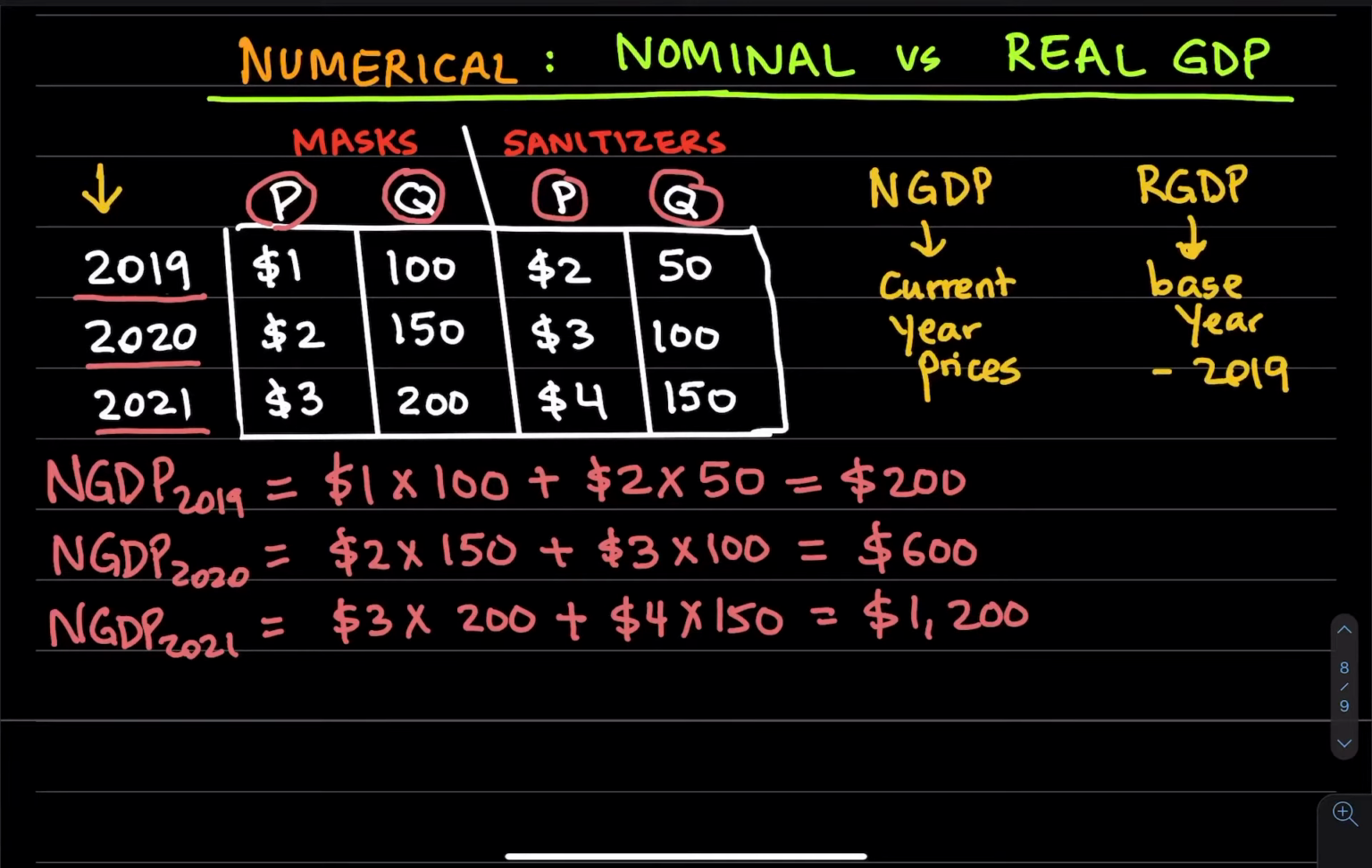So now we have three different values for 3 different years that represent the nominal GDP. And what you can see is nominal GDP or total spending rose from 2019 to 2020 and then rose again from 2020 to 2021. Okay, now part of this increase can be attributed to the increase in the quantities of masks and sanitizers, and part of it is attributable to the increase in the prices of masks and sanitizers.